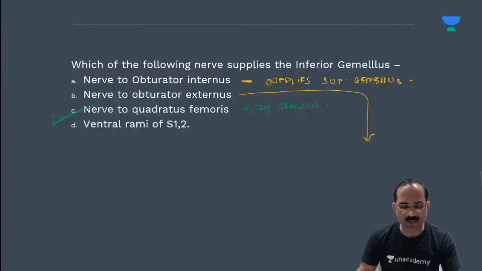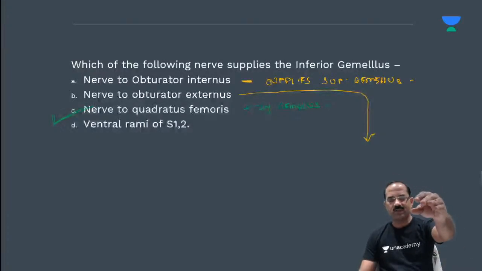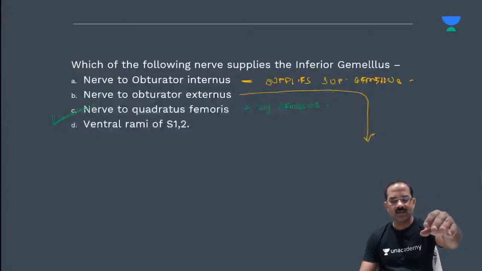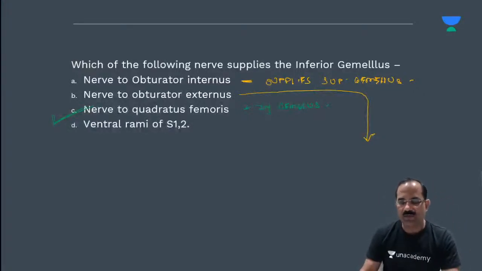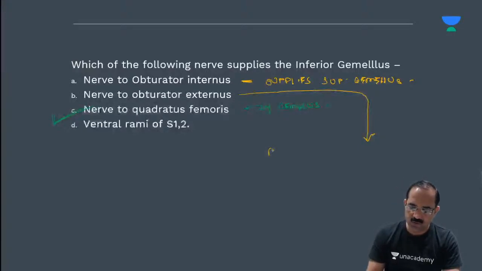Come on, students, come on. Exams are very close. Come on. It's in the medial compartment. Very good. So obturator externus is in the medial compartment of the thigh. And what is the nerve which supplies the obturator externus? That's the nerve to obturator externus, which is a branch of the posterior division of obturator nerve.